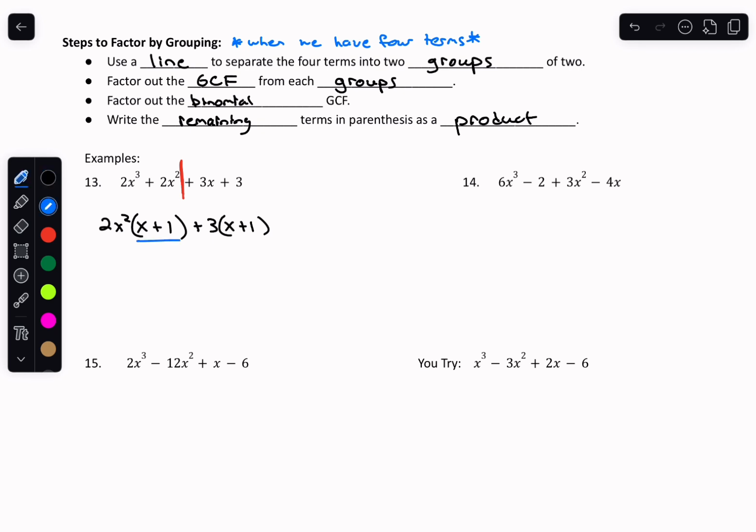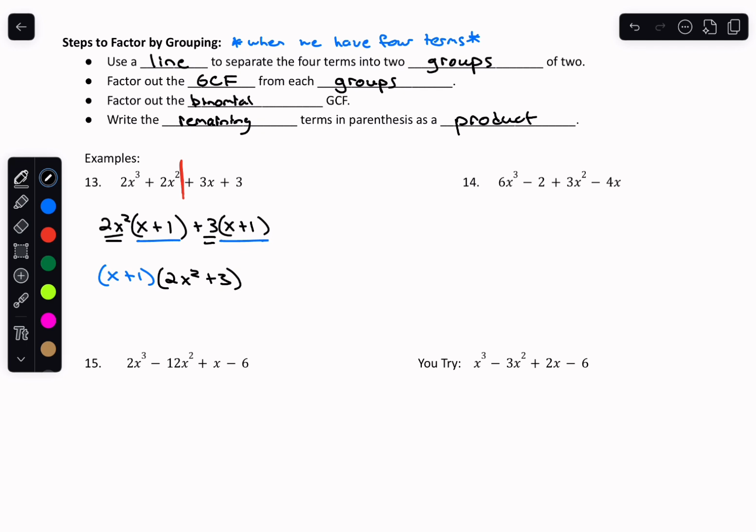So we can now see that we have an x plus 1 in both terms of this polynomial. So we're going to pull that x plus 1 to the front, and that leaves behind a 2x squared and a 3 for my second set of parentheses. So we have now taken 4 terms and rewritten it as the product of 2 terms, x plus 1 times 2x squared plus 3. And if you were to distribute the x plus 1, you could get back to where we started, which was a group of 4 terms.